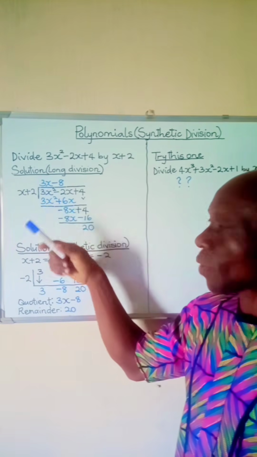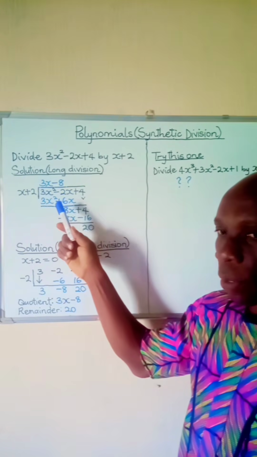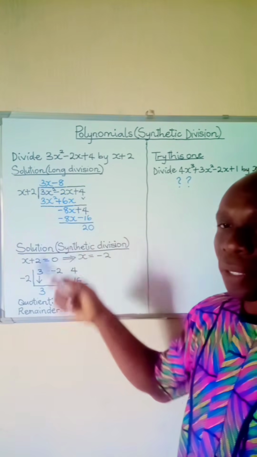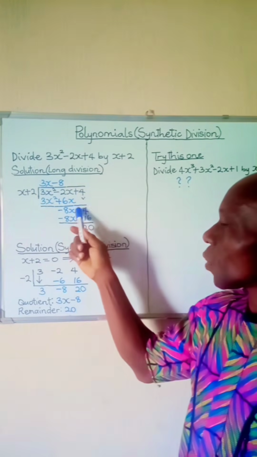3x squared minus 3x squared is 0. That is why there's nothing here. And then minus 2x minus 6x will give you minus 8x. Okay? And then we bring down this constant term, which is 4.